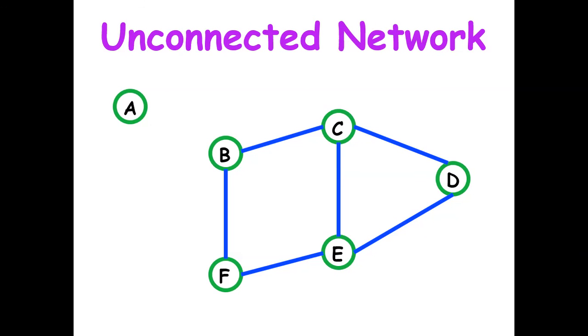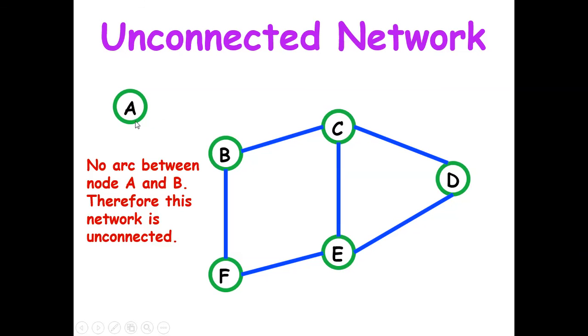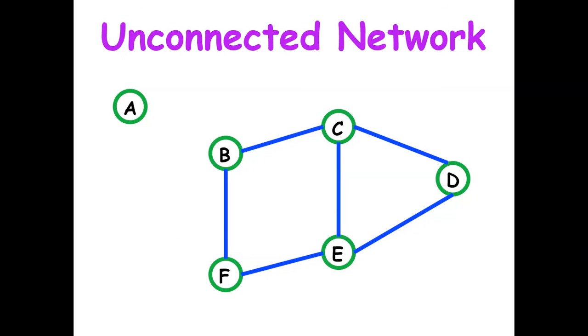This is an example of an unconnected network, and what you'll notice there is that there isn't an arc between A and B, and that's why this network is unconnected. If there was an arc between A and B, that would make it a connected network, but at the moment it's an unconnected network.